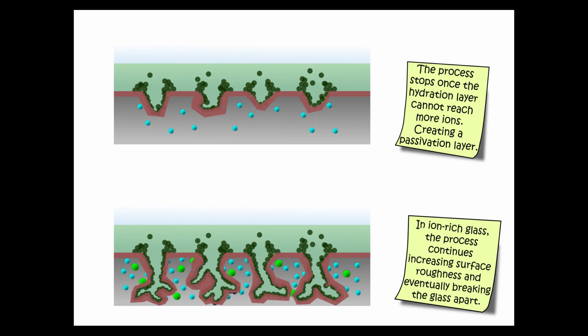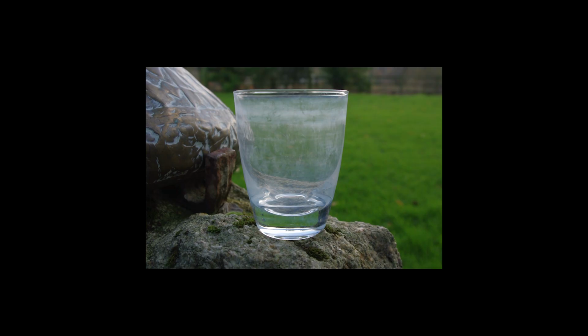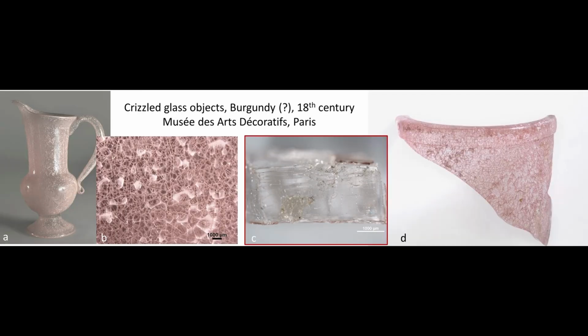In glasses where the ion concentration is larger, this process really never stops, because the hydration layer, as it goes deeper into the glass, can reach more ions and continue this process, degrading the glass, making the surface more rough, and eventually creating cracks that can break the glass apart. This process is usually called crizzling, and it tends to happen with soda lime rich glasses.